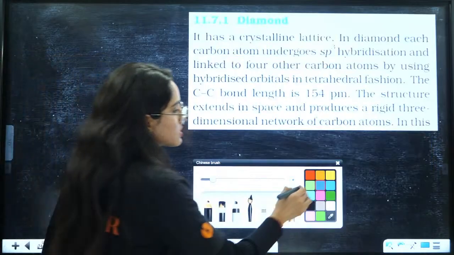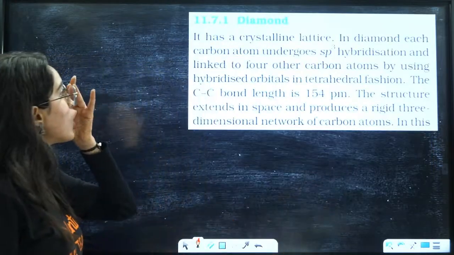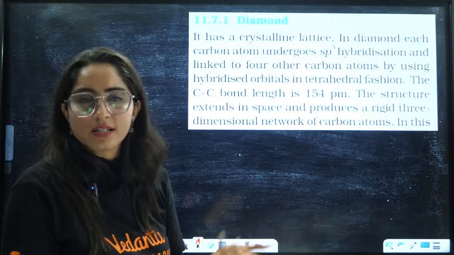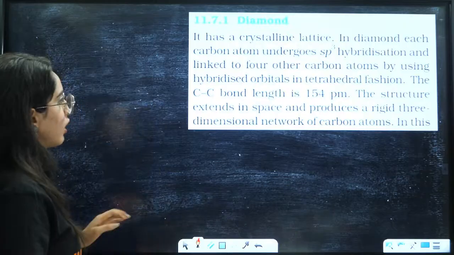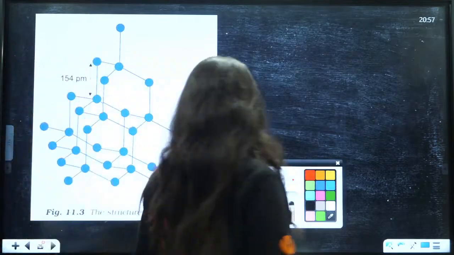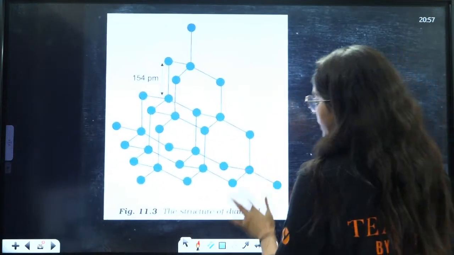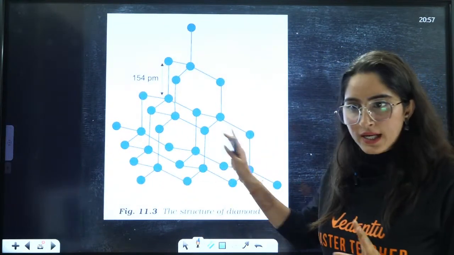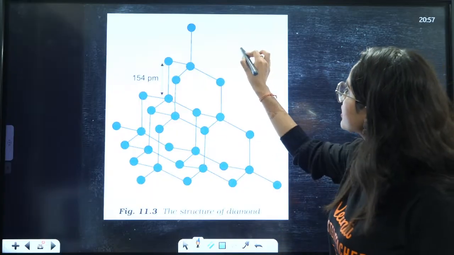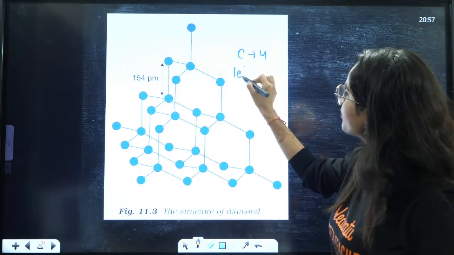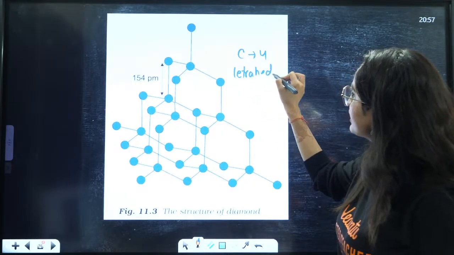Now let us see what is diamond. Diamond has a crystalline lattice, right? It has a network-like structure. Firstly, I'll just show you the structure here, then we will see the theory part. The structure is very simple. It has a network-like structure. Every single carbon is forming 4 bonds. That is why all the bonds are tetrahedral in nature.